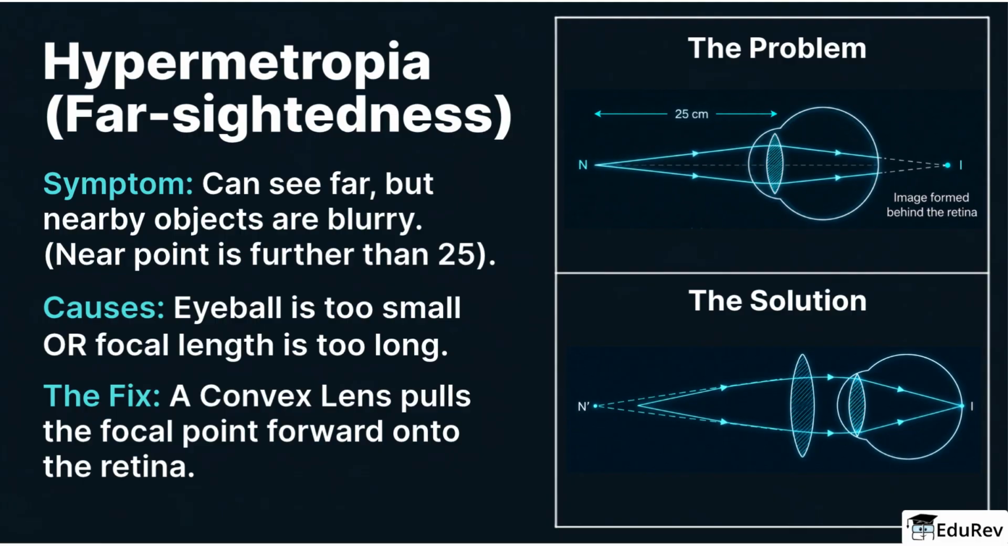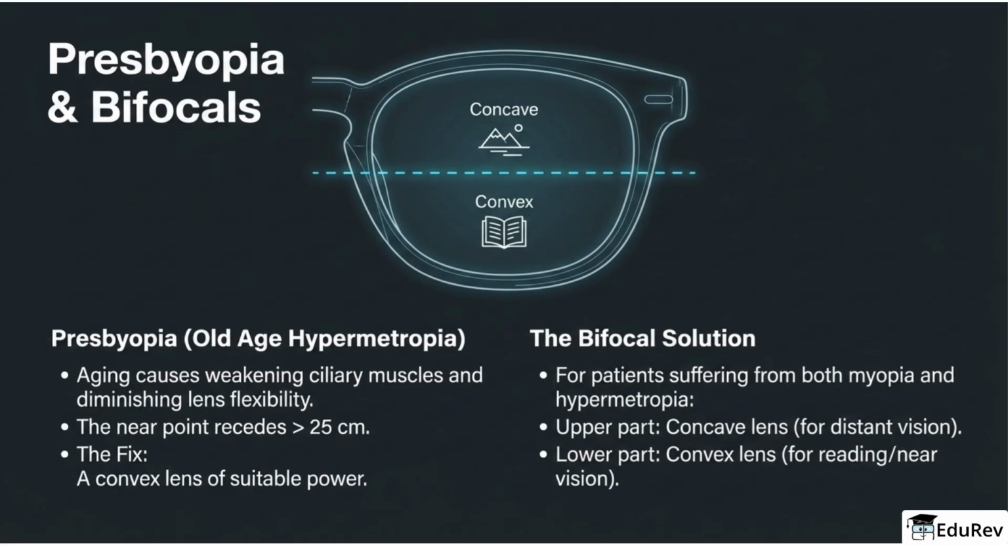There is a third common condition that specifically impacts us as we grow older. This condition is presbyopia, sometimes called old age hypermetropia. Aging causes a weakening of the ciliary muscles and diminishing flexibility of the lens, which causes the near point to recede beyond 25 centimeters. The fix is a convex lens of suitable power.